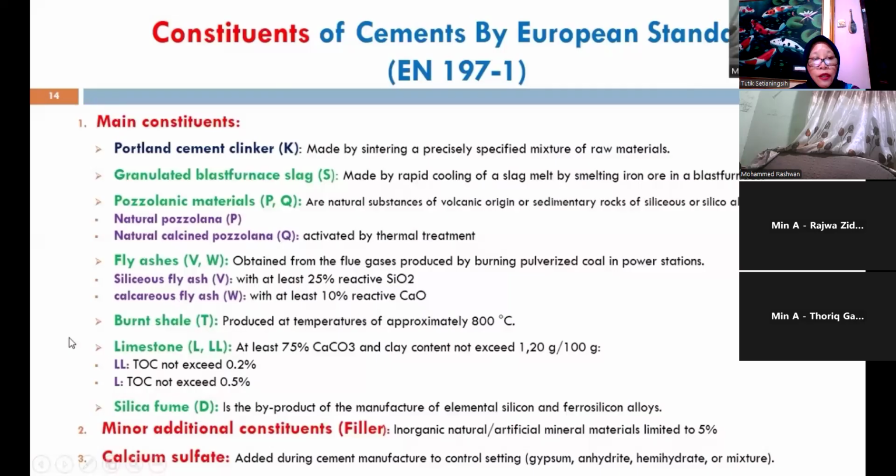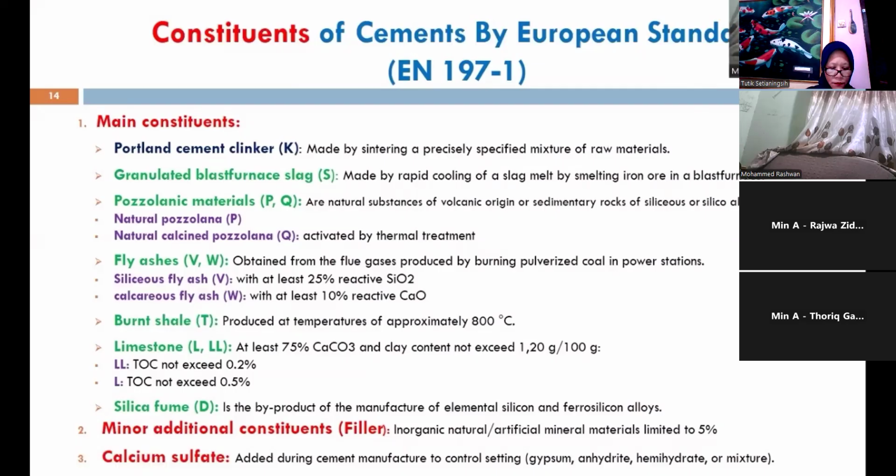Another main constituent of cement is burnt shale, produced at a temperature, as mentioned, of approximately 800 degrees or sometimes 900 degrees according to the type of shale. Limestone must contain at least 75% calcium carbonate as the mineral calcite, and its clay content must not exceed 1.2 grams per 100 grams calcium carbonate. Total organic content must not exceed 0.2% for LL limestone and 0.5% for L limestone.